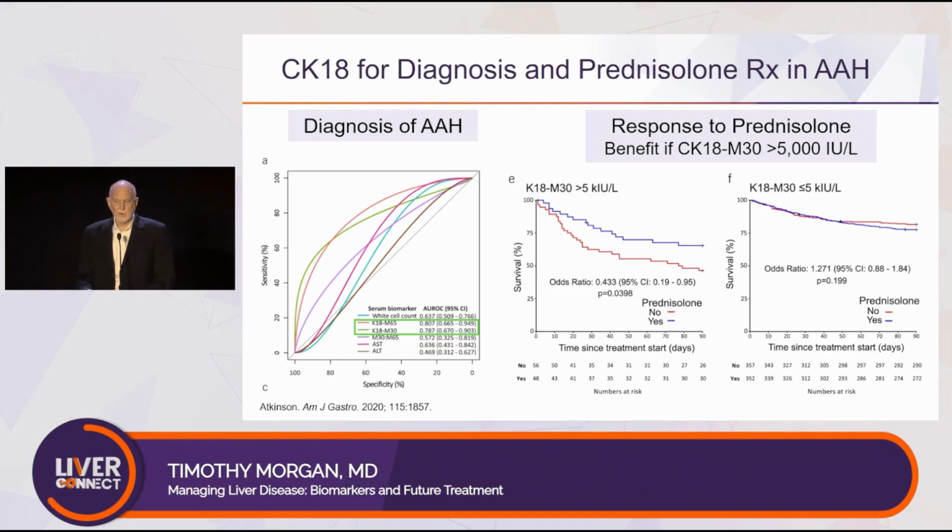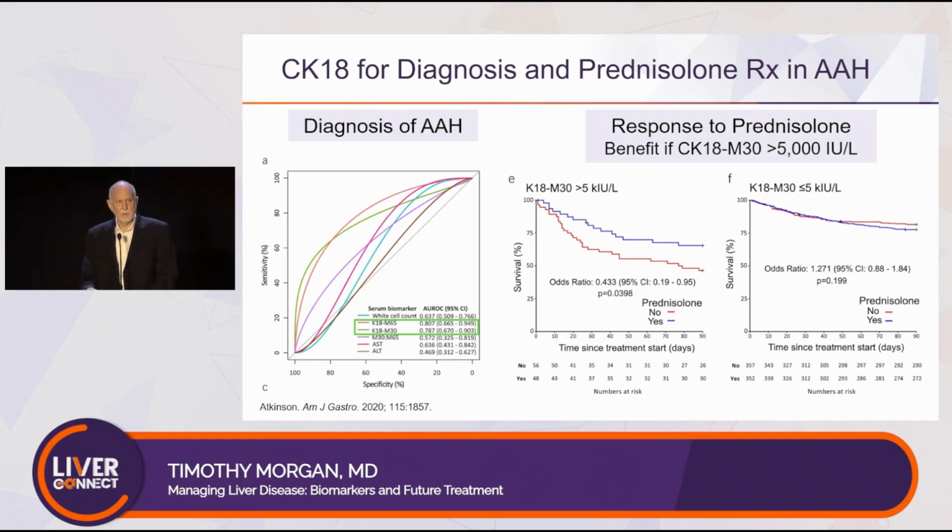Again, these are two survival graphs, with prednisone treatment versus without prednisone treatment. And it shows that the people that benefited were the people with a very high cytokeratin 18 M30 of greater than 5,000. Now, on the prior slide, I told you that greater than 250 was abnormal. So these people have a very, very, very high cytokeratin 18 M30 level. But if you didn't have the very high level, you did not benefit from prednisone treatment. And using this test, about 87% of the people could be classified as not likely to respond to prednisone.